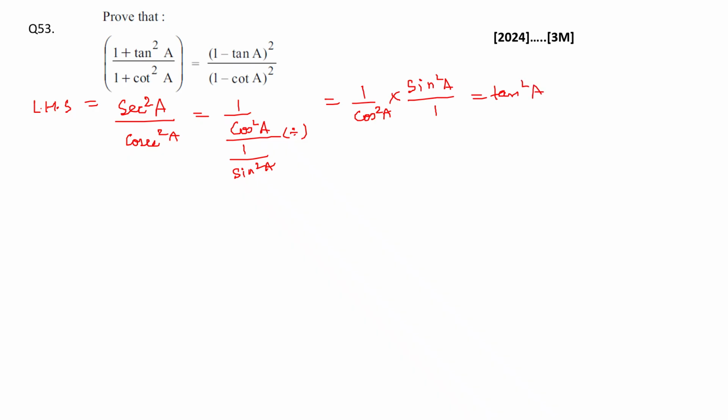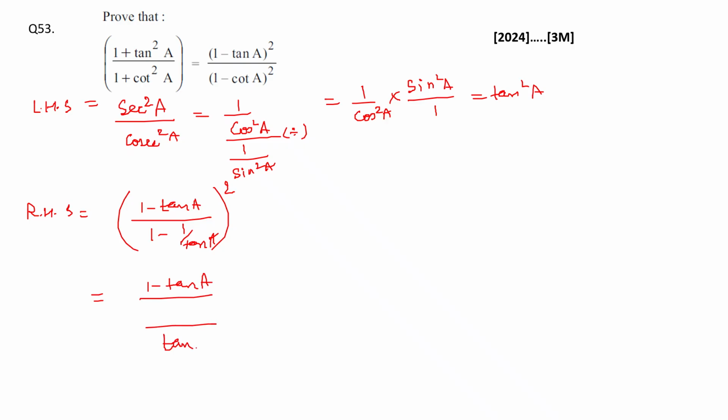Let's take the RHS. So 1 minus tan A by 1 minus cot A, which I can also write as 1 by tan A and whole square. Next, 1 minus tan A by, take the LCM as tan A. So it will become tan A minus 1 whole square.